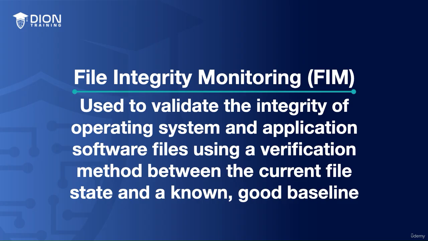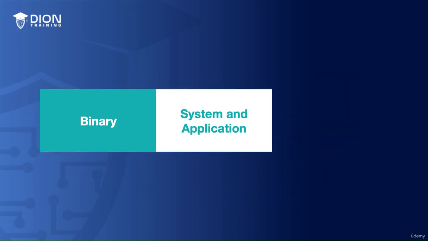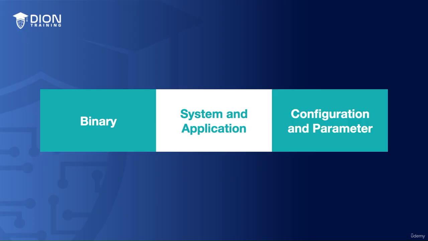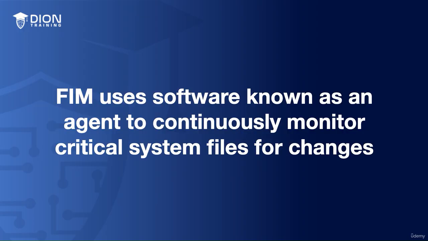Next, let's take a look at file integrity monitoring. File integrity monitoring, or FIM, is used to validate the integrity of operating systems and application software files using a verification method between the current file state and a known good baseline. This comparison can help identify changes to critical files, including binary files, system application files, as well as configuration and parameter files. Usually, a file integrity monitor uses a small piece of software known as an agent to continuously monitor your critical system files for changes.